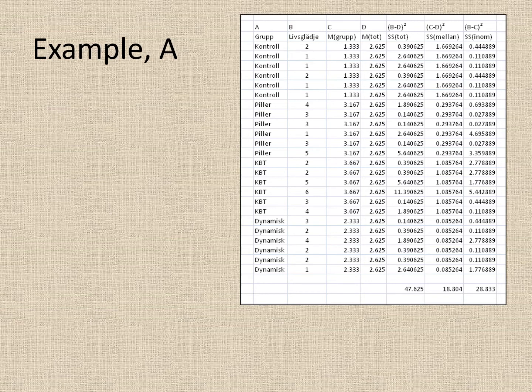And we see that if we take the sum of those two, between group sum of squares plus within group sum of squares, it's exactly the same as total sum of squares. So the variation here can be divided into two parts: that which is explained by group membership, and the part that is not explained by group membership.